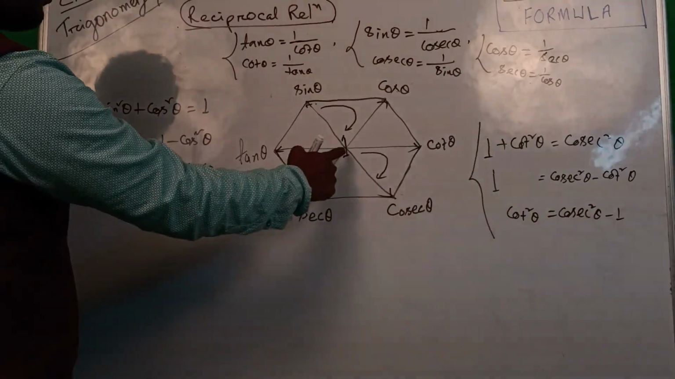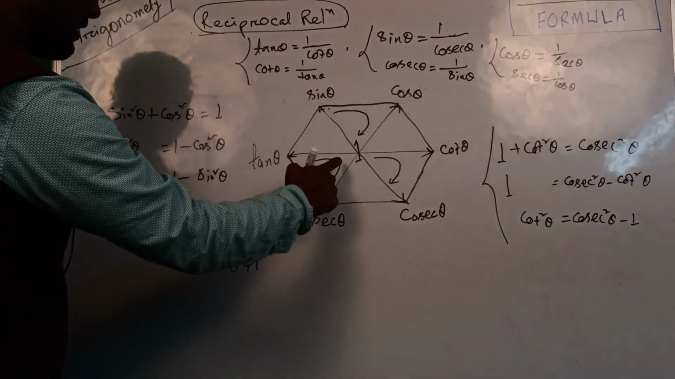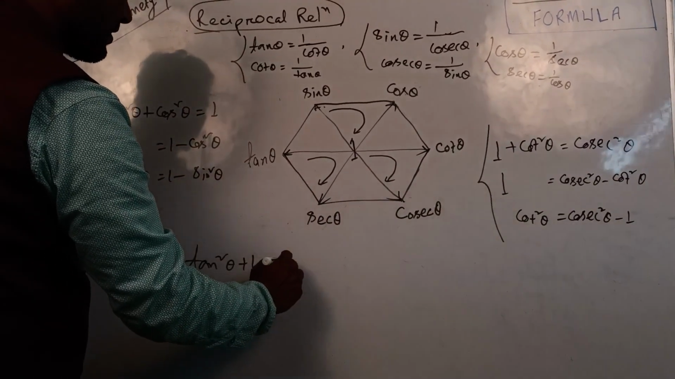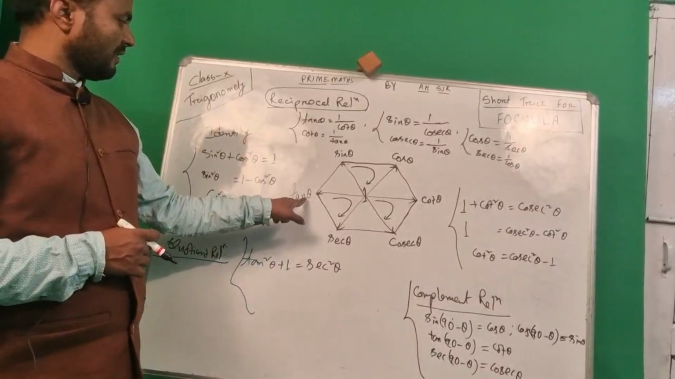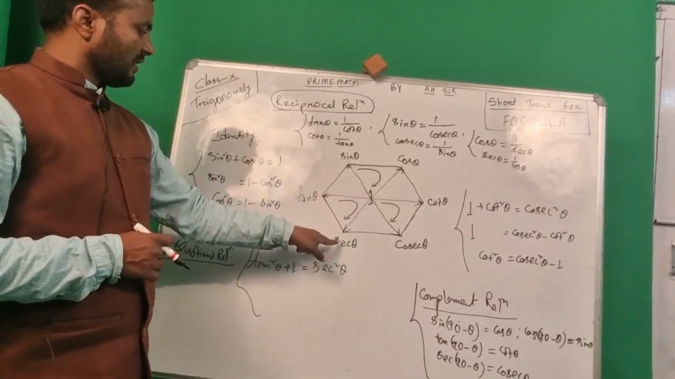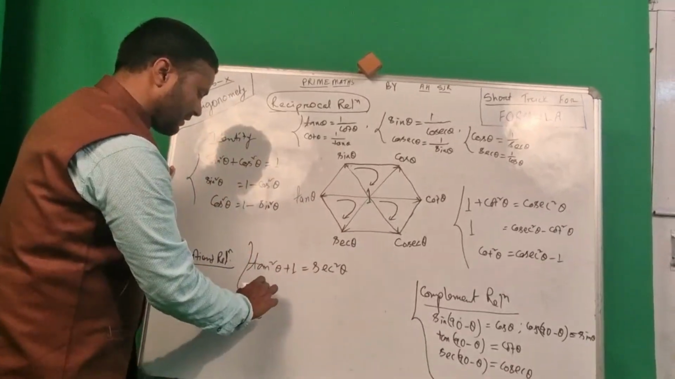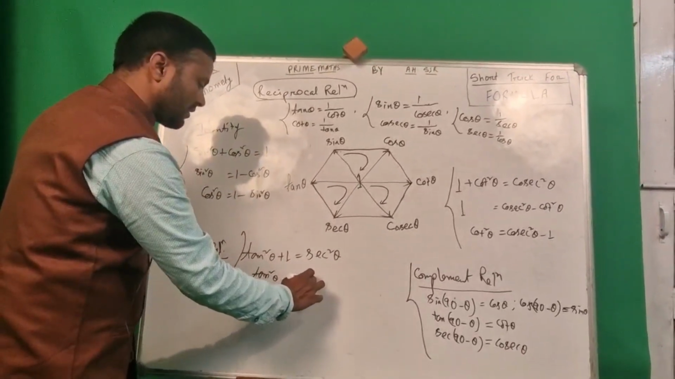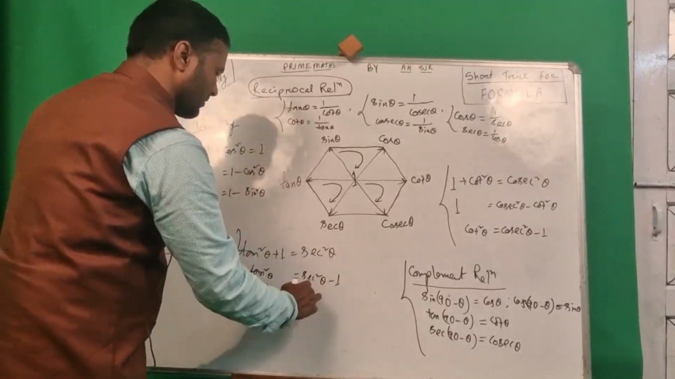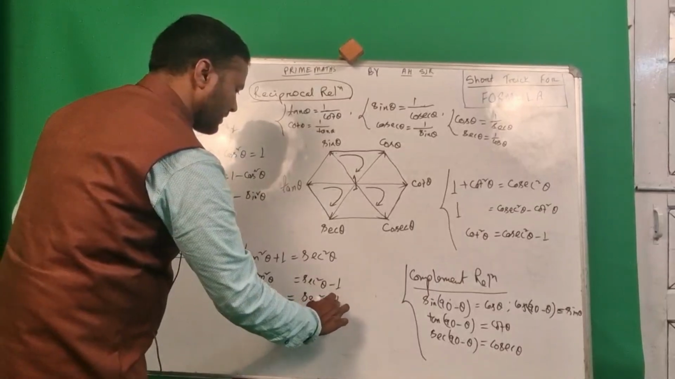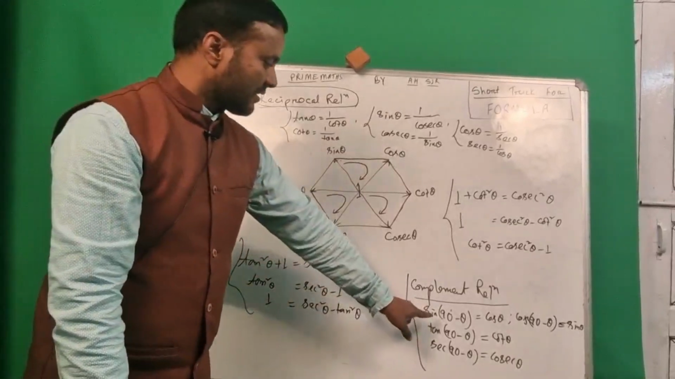Now last one, tan 1 sec. So we write it this way: tan square plus 1 square, meaning 1, equal to sec square. Then if we keep tan on this side, it will be sec square minus 1. If we keep 1 this side, it will be sec square theta minus tan square theta. So these three are identities, this one is called the complement relation.